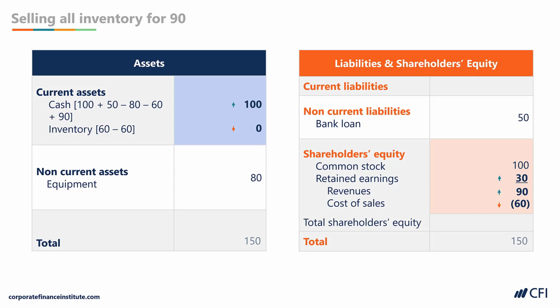Profits belong to shareholders, which is why we record this net result of 30 in profit under retained earnings. We can now sum up the total shareholders' equity of 130, which, when we add to the 50 bank loan, results in 180, and the balance sheet balances again. Total assets are 180, and liabilities plus shareholders' equity are also 180.